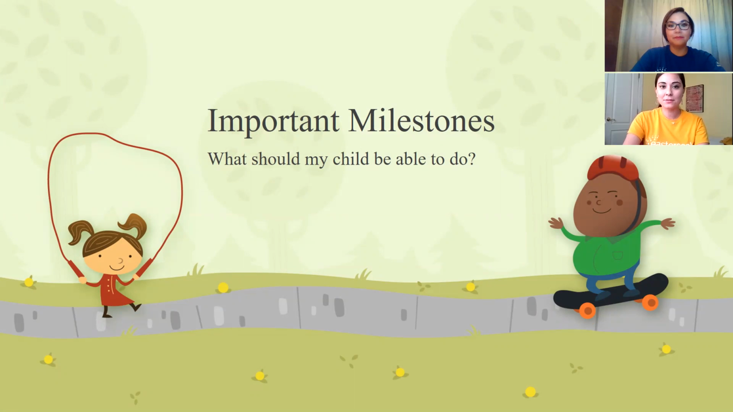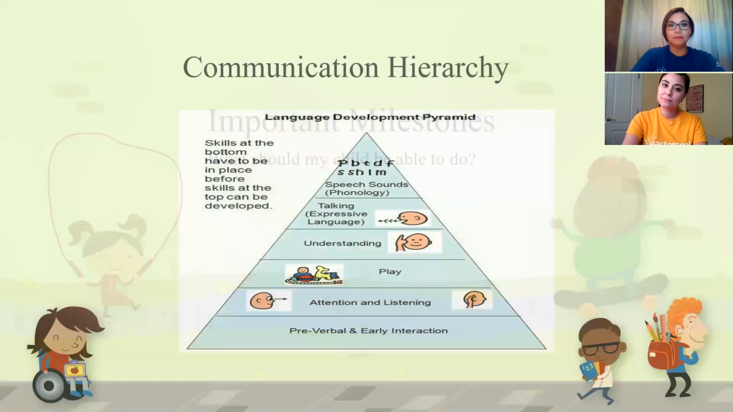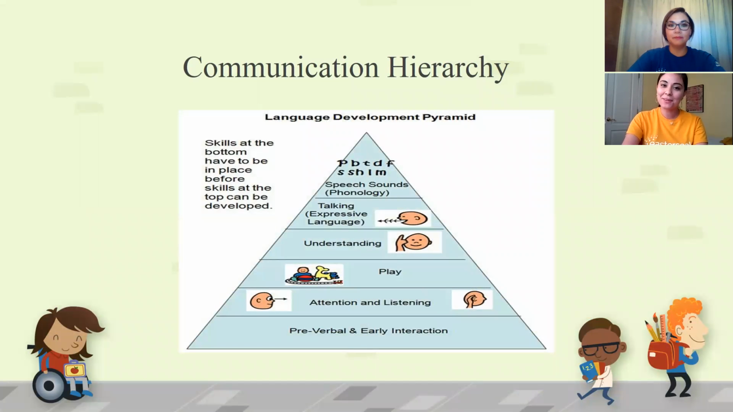Important milestones. What should my child be able to do? Here we have a chart, which is a communication hierarchy. Skills at the bottom have to be in place before skills at the top can be developed. So at the bottom of the pyramid, we have pre-verbal and early interaction, which then we build up to attention and listening, play, understanding, which is receptive, talking, which is expressive language, and speech sound, which is also known as phonology.